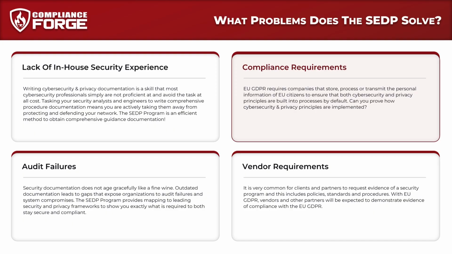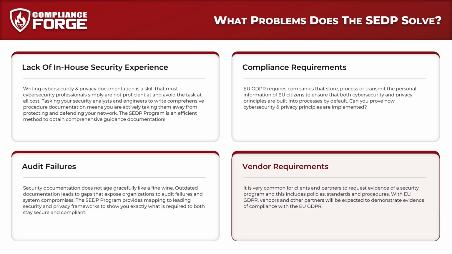EU GDPR requires companies that store, process, or transmit the personal information of EU citizens to ensure that both cybersecurity and privacy principles are built into processes by default. Can you prove how cybersecurity and privacy principles are implemented? The third is audit failures. Security documentation does not age gracefully like a fine wine. Outdated documentation leads to gaps that expose organizations to audit failures and system compromises.